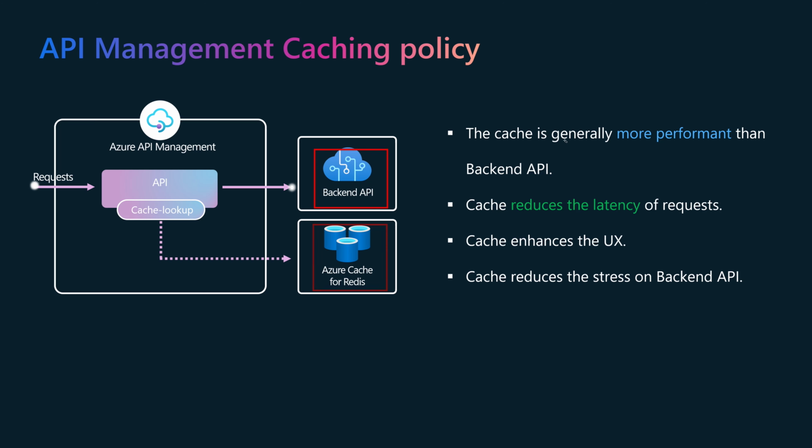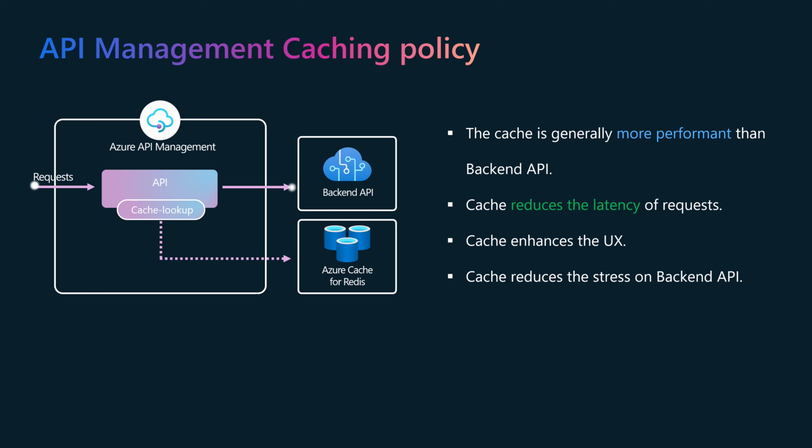What does that mean? This means that the cache will reduce the latency of these requests because in most cases, the cache is generally more performant than the real backend API. Redis Cache is well known for its performance, and in most cases it will outperform your backend API. When we get a faster response, that enhances the user experience. And we are also reducing the stress on the backend API because the response will not be served by that backend, but instead from the cache database.